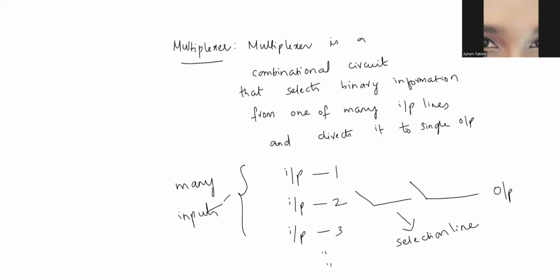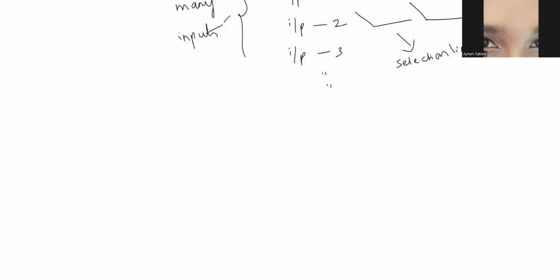So let me just show it with one example. You can draw this as, this is the symbolic representation of a multiplexer. In between you'll write the type. See, there are many types of multiplexer. For example, you have 2 to 1 multiplexer, 4 to 1, 8 to 1, 16 to 1, and 32 to 1. We'll see them one by one later. As of now, this is the diagram for the multiplexer.